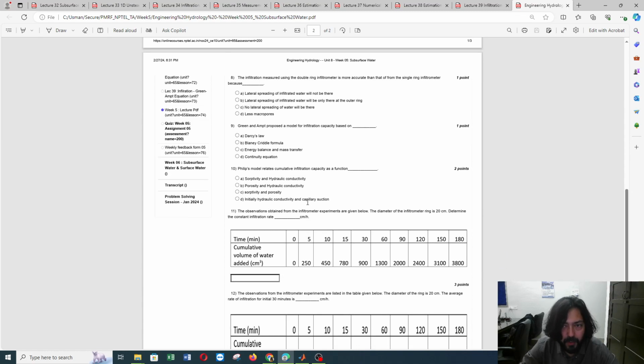And also if you can look into the theoretical question now, they have asked: Phillips model relates cumulative infiltration capacity as a function of what? So if you can recall today's class, you simply know the answer by now. What are the terms that are there in Phillips model?